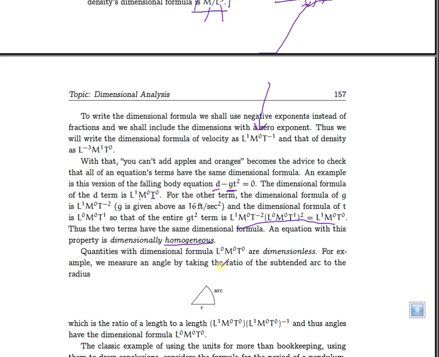Okay. Now, there are quantities that have dimensional formula where all the exponents are 0. For example, if you measure angle in radians, okay, I can measure the angle in radians by taking the radius and the arc and dividing the arc by the radius. Now, both of these are units of pure length, so I can divide them, and then I'll get something that has no units at all.